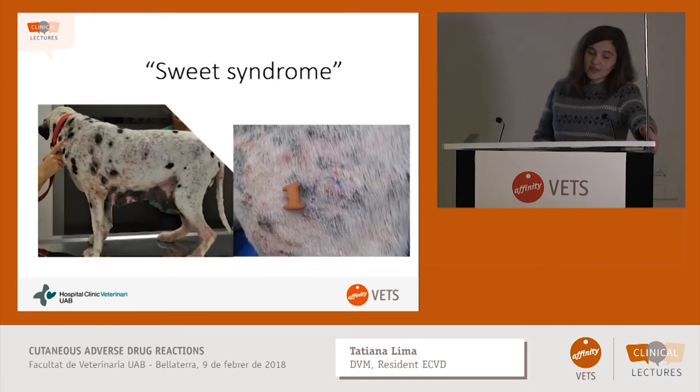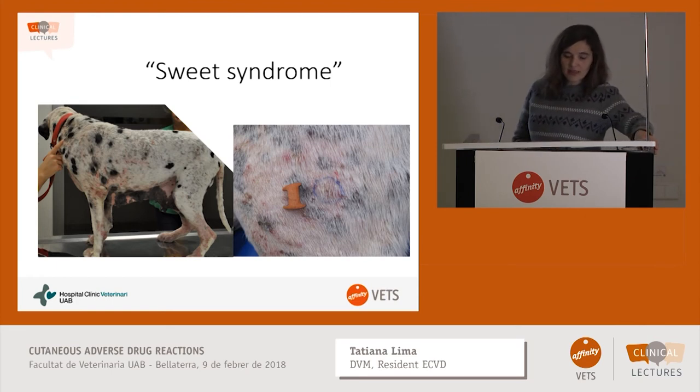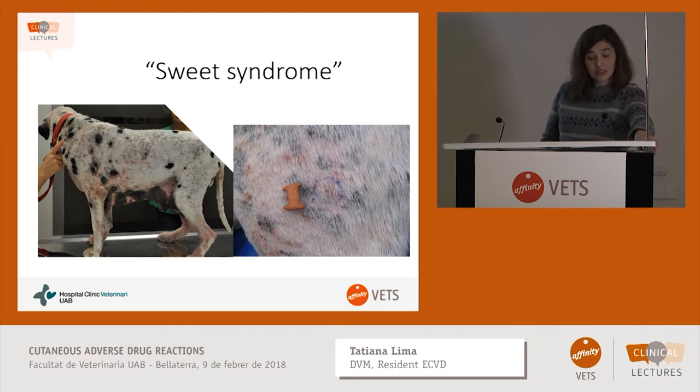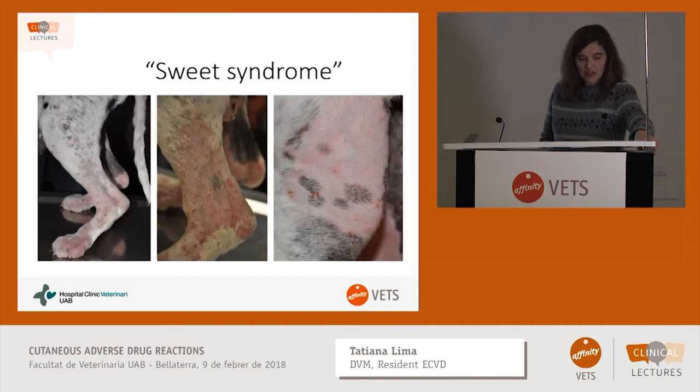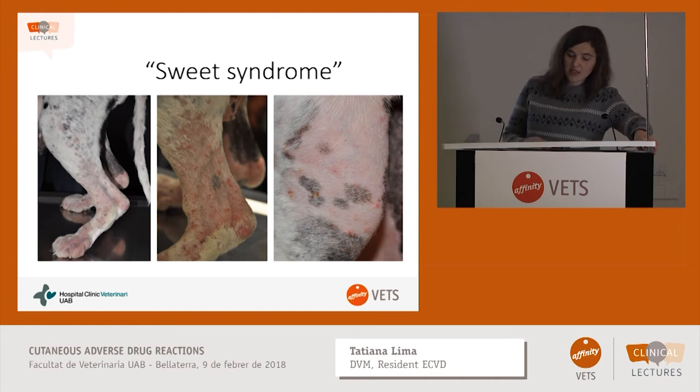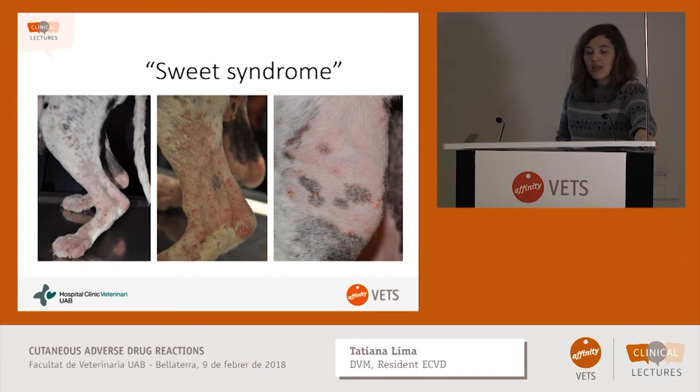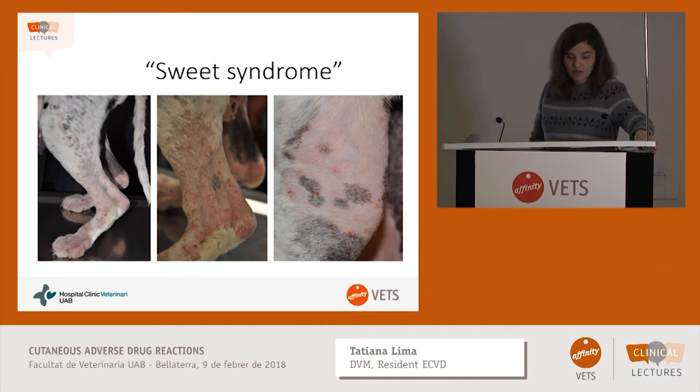We have another entity, Sweet syndrome. It's an intense neutrophilic dermatitis. We see it clinically as pustules, crusts. Very often patients are systemically ill, they have pyrexia, immune-mediated thrombocytopenia, leukocytosis, they have pain, and they may develop vasculitis.